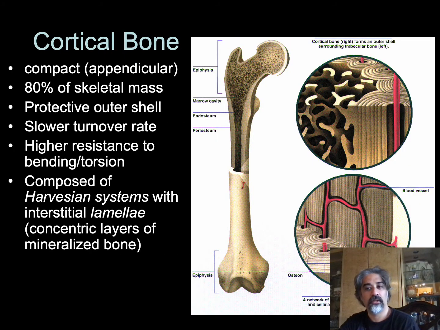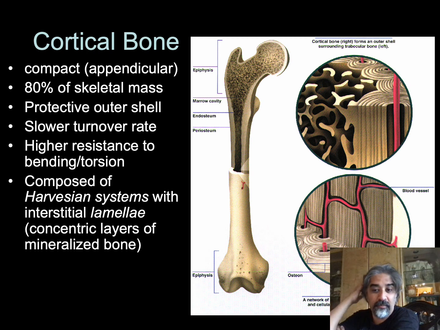So let's look at the difference between cortical bone and trabecular bone. Cortical bone is the compact bone that we find in the limbs. It represents nearly 80% of the skeletal mass. It usually forms a protective outer shell around every bone in the body. It has a slow turnover rate and a high resistance to bending and torsion. It provides strength where bending would be undesirable, as in the middle of long bones.